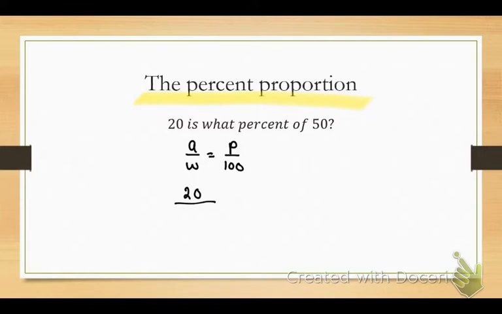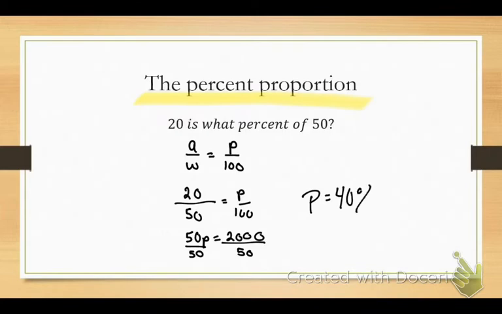50 goes on the bottom, equals P over 100, which I don't know. Once I do my cross products, I get 50P equals 2,000. Divide both sides by 50. And what's my percentage? 40%. Because the division by 100 is in the formula, my answer is already a percentage. If you used the equation, you should have gotten 0.4. Then you convert it to a percentage.